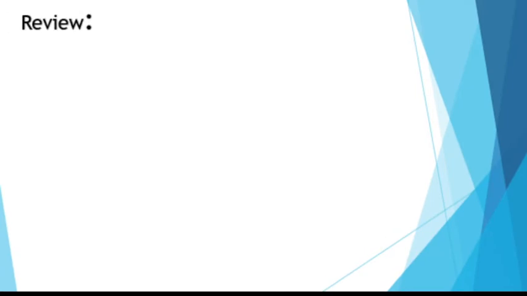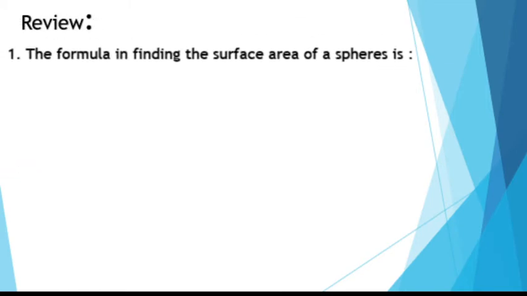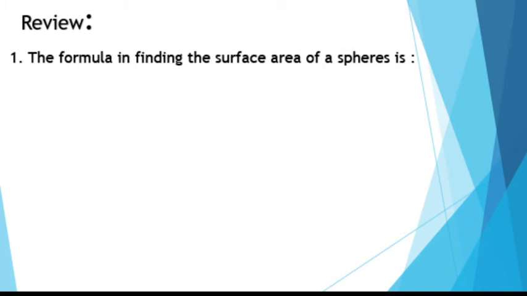Okay, so for our preparatory activity, let us have a review. What is the formula in finding the surface area of a sphere? So that is equals to 4 pi r squared.